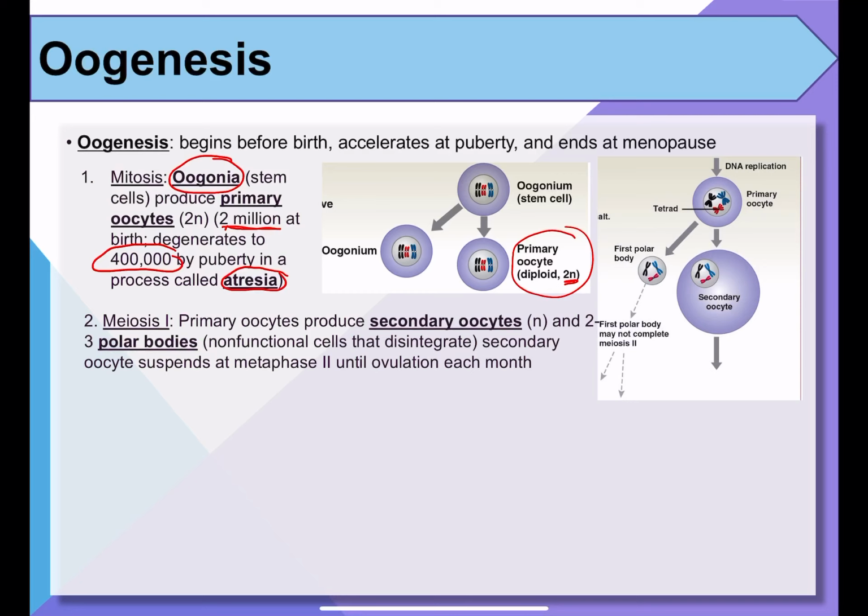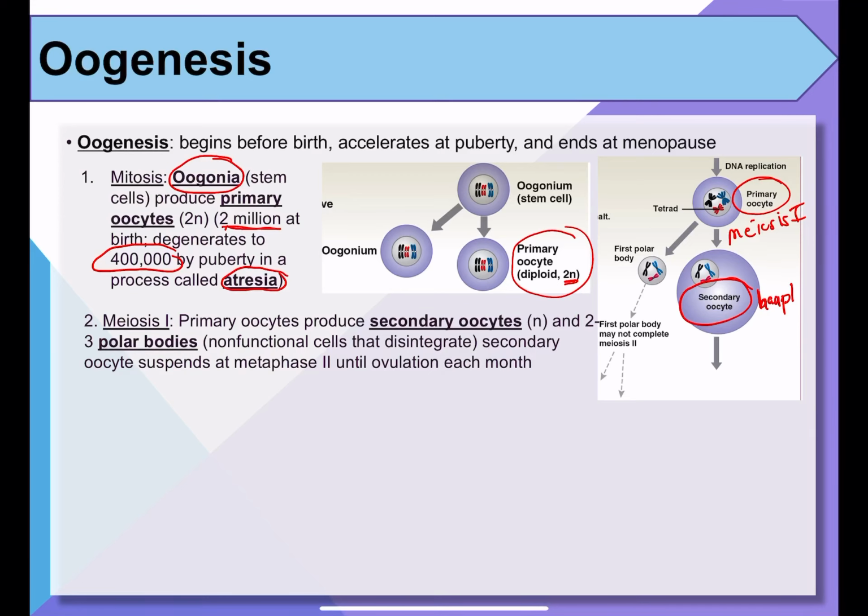Okay, and then your primary oocyte will turn into your secondary oocyte via meiosis 1. Okay, at this point, your secondary oocyte is haploid.